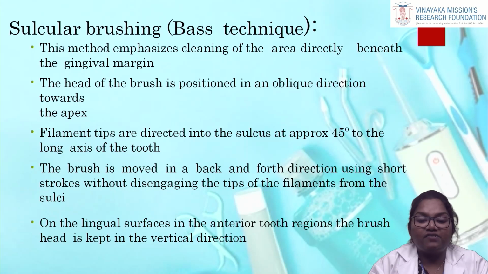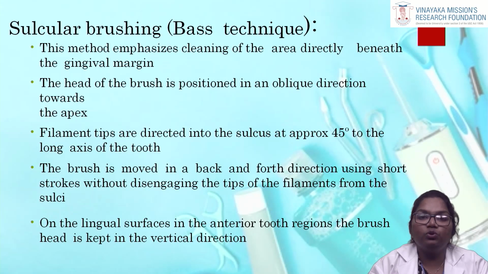This method emphasizes cleaning of the area directly beneath the gingival margin. The head of the brush is positioned in an oblique direction towards the apex. The filament tips are directed into the sulcus at approximately 45 degrees to the long axis of the tooth. So, basically the bristles are placed at an angle of 45 degrees into the sulcus of the tooth. The brush is moved in a back and forth direction using short strokes without disengaging the tips of the filaments from the sulci.